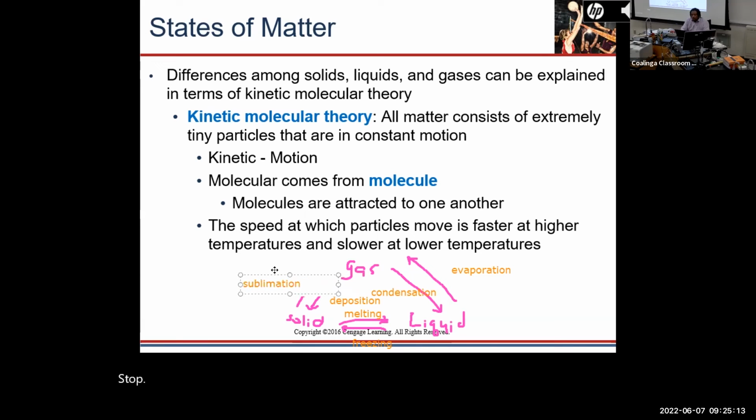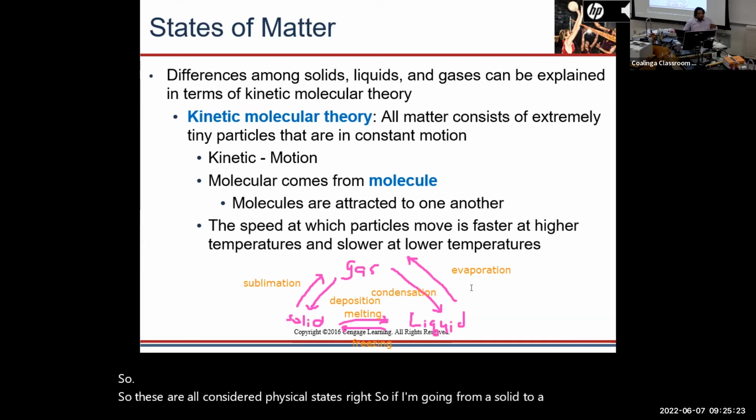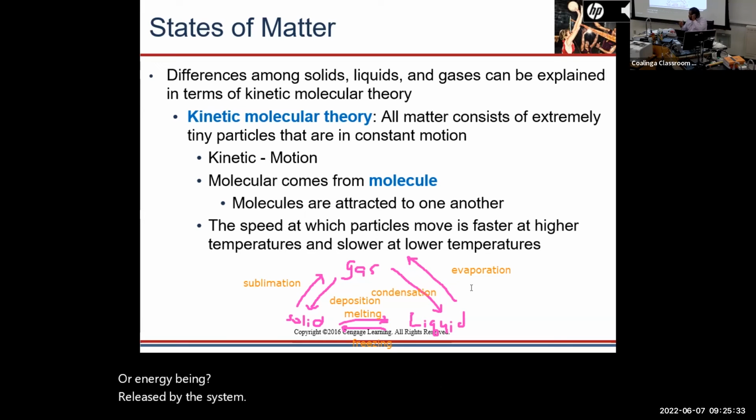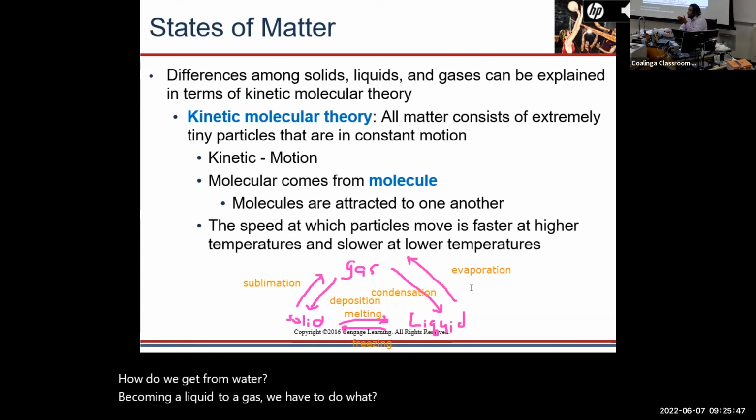So these are all considered physical states, right? If I'm going from a solid to a gas, or from a gas to a solid, that's going to take either energy being put into the system or energy being released by the system. It all involves energy, right? So to get from a liquid to a gas, we've got to heat it up, right?